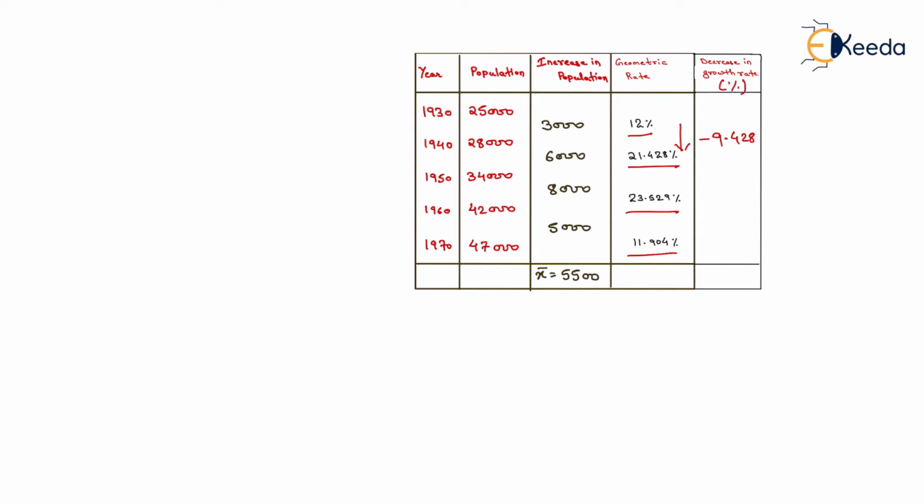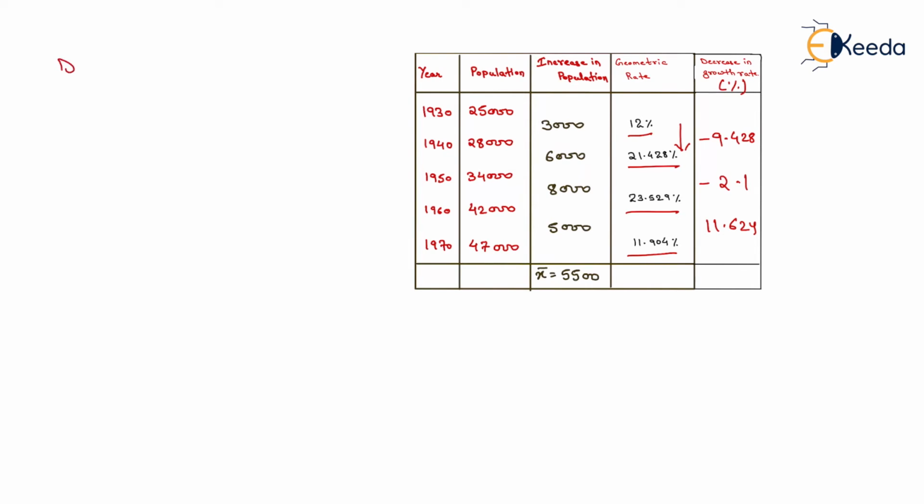Similarly from 21.428 to 23.529, again the geometric rate increases, so we need to show the negative sign and the value, that is 2.1. Similarly from 23.529 to 11.904, the geometric rate decreases, so we just write the value as 11.624. Now what will be the value of R naught here? Because the formula of decrease in growth rate will be written like this.